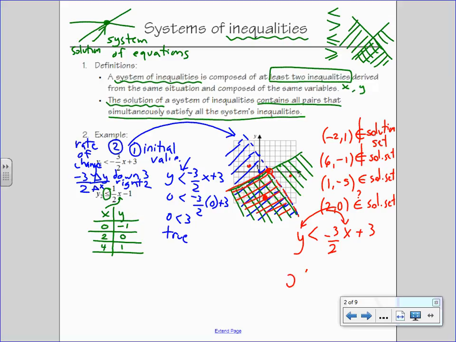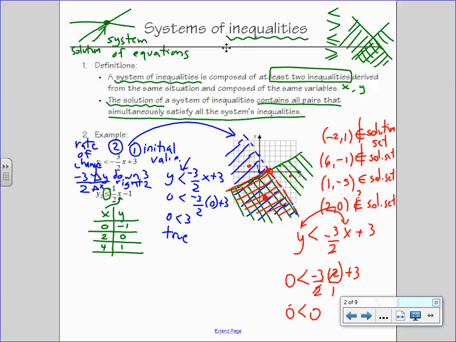So 0, is it smaller than minus 3 over 2 times 2 plus 3? Minus 3 over 2 times 2, this is 2 over 1. Multiply, or we can simplify the 2. So that's 0 smaller than 2. Is it true that 0 is smaller than 0? No. So that means our point 2, 0 does not belong to the solution set. So that's the general idea when you have a system of inequalities.